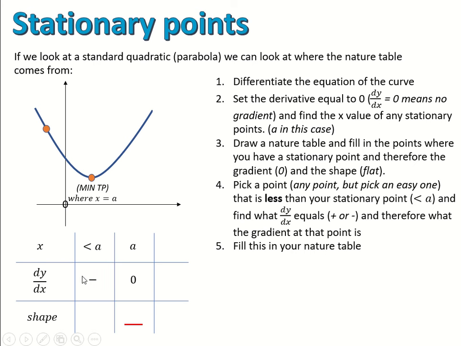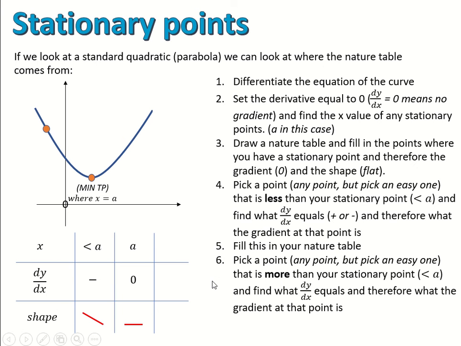What that should find is going to give us a number, but regardless of what that number is, what we're looking for is whether it's positive or negative. So if I find that that number is -7, or if I find that number is -1, all I'm interested in is the fact that it's negative, because a negative gradient will tell me that the shape is going down.